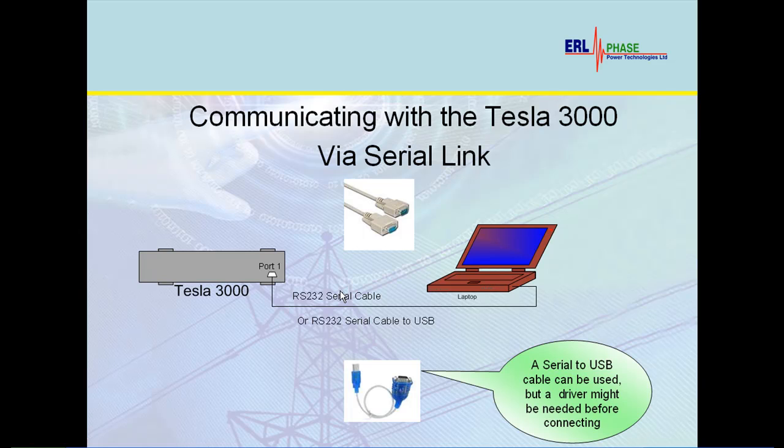In this section, I'm going to show you the steps that are necessary in order to communicate with the Tesla 3000 unit using a serial cable and connect it to your PC. You can either use a serial to serial cable, or you can use a USB to serial cable. However, if you're using a USB to serial cable, you are going to need to install the driver that comes with such a device.